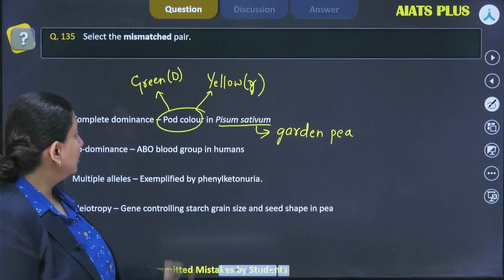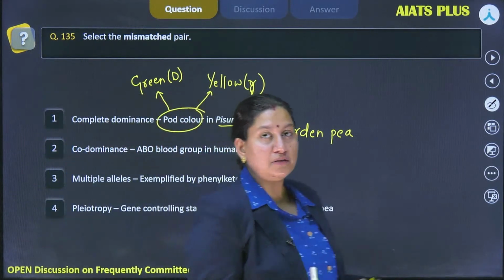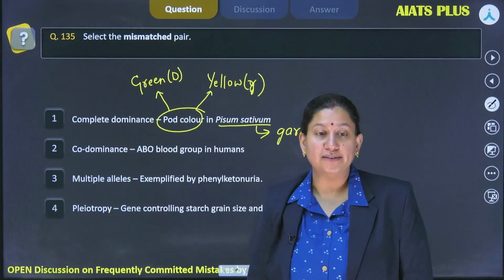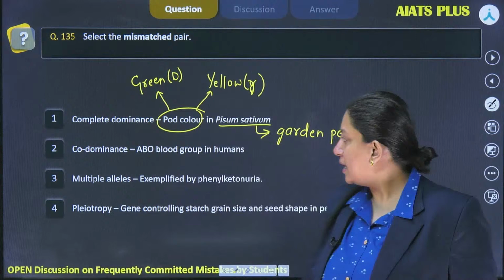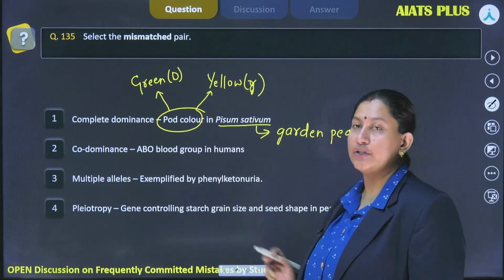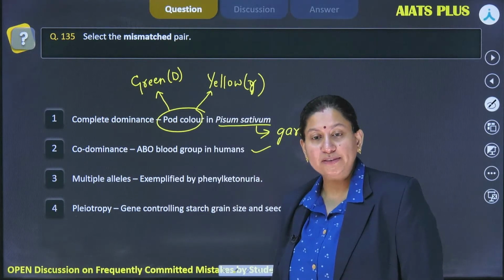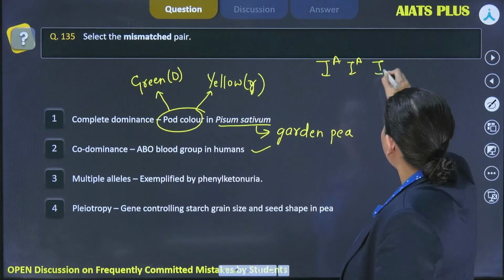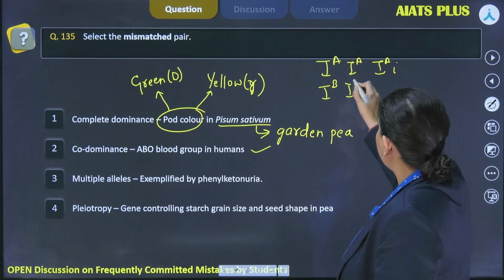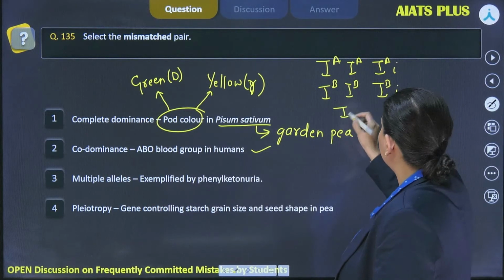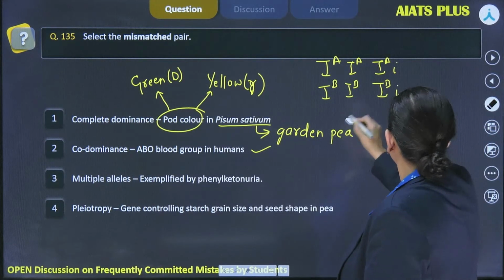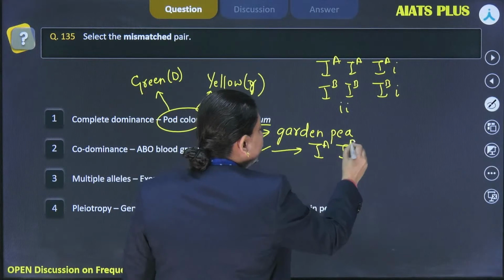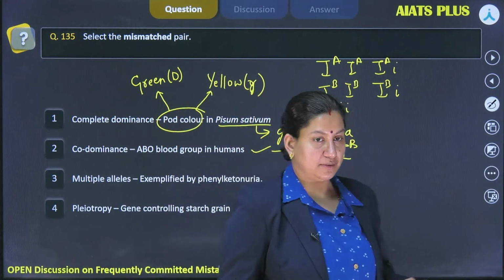So if we talk about the pod color, if this particular allele, capital G, is present, whether in homozygous or heterozygous condition, it will express itself, right? So this is an example of complete dominance, where a gene completely imparts its dominance over the other. The second one says codominance, ABO blood group in humans. This is again true. When we talk about blood group in humans, it will show complete dominance if it has genotype IAIA or IAi, or IBIB or IBi, or this particular genotype, small i. But if it is IAIB, it is showing codominance. That means both the alleles are equally dominant to each other. So this is also correct.